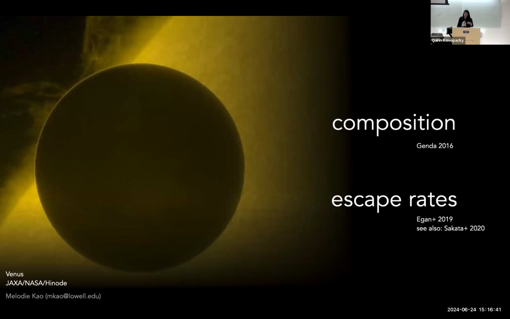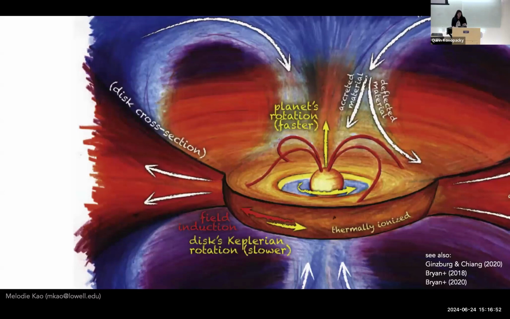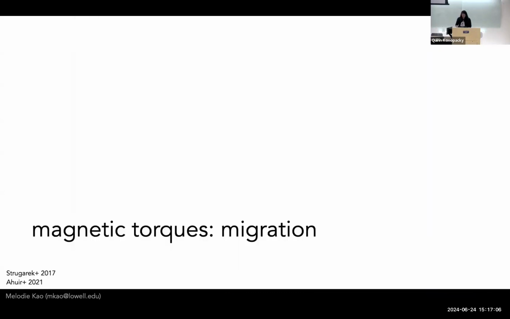For instance, some of you will know that magnetic fields probably impact the composition of atmospheres and how they evolve over time, as well as atmospheric escape rates. We also think that magnetic fields may help gas giant planets lose their angular momentum as they're spinning down so that they don't reach breakup velocity as they would otherwise be expected to. We also think that magnetic torques may be very important for migration.